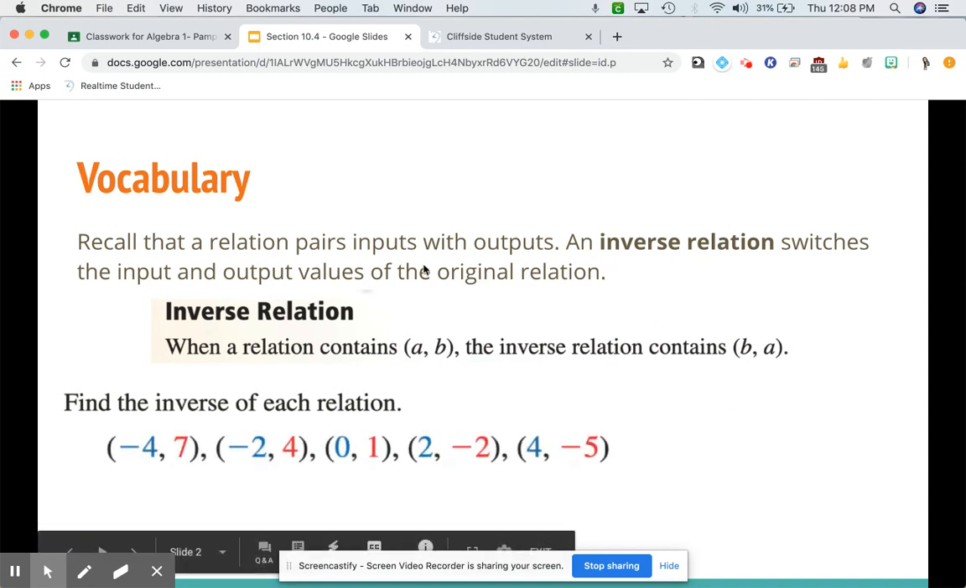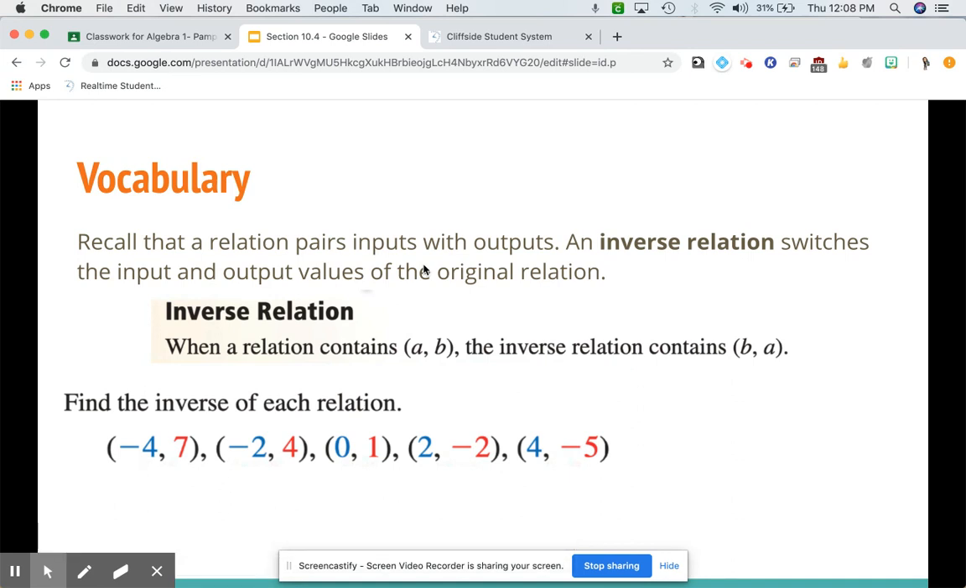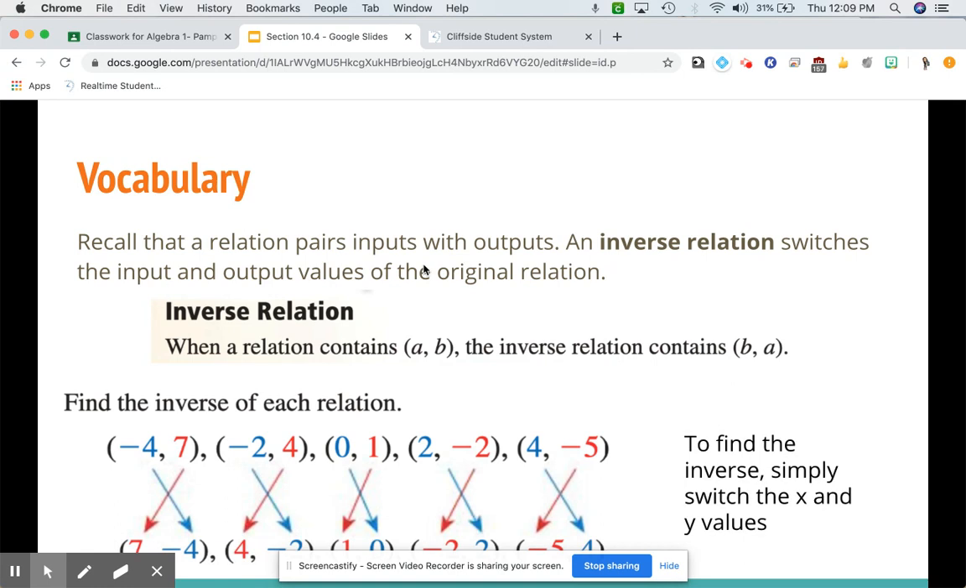As you can see, if I have the points (-4, 7), (-2, 4), (0, 1), (2, -2), (4, -5), to find the inverse of that relation, what you're going to be doing is switching the x and y of each coordinate pair, and then from there, you have your inverse values. And when you graph them, what you'll see is that they'll be reflecting over the line y equals x. You should see that if you folded your paper on a diagonal, one point will line up with the other point.